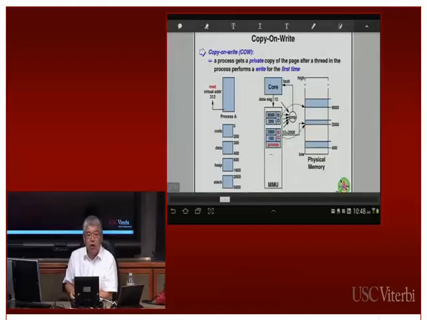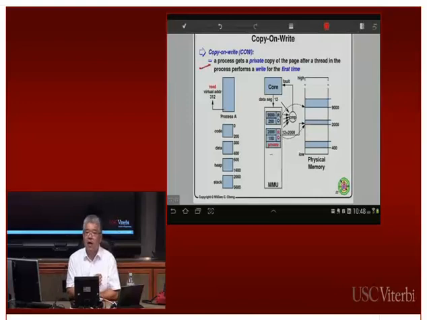You can also implement copy on write using this scheme. Remember what copy on write is? When the process first starts using a piece of memory, it is kind of read-only. And as soon as you try to write to that memory segment for the first time, you make a copy and you write to the copy. So a process gets a private copy of a page, or in this case, a segment. I actually copied this line from a few chapters ago. Over here it says page, but in this case we're talking about segment. It gets a private copy of the segment after a thread in the process performs a write for the first time. So as long as you're reading it, you get the original copy. When you write to it for the first time, you have to make a copy.